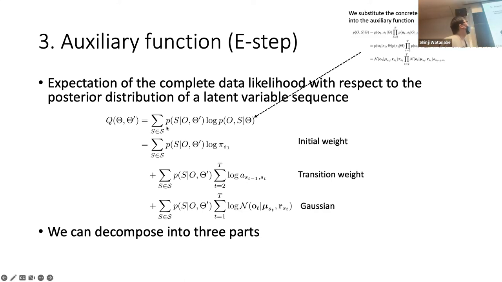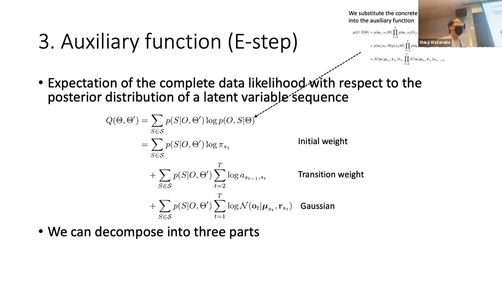So the first, this one is the complete data likelihood, right? And as I mentioned, the complete data likelihood is factorized with the Gaussian distribution, the state transition, and the initial weight pi. So now we substitute the previous solution into this complete data likelihood. And then we can have three sums. One is related to the initial weight. The other is the transition weight related terms. And the last one is Gaussian. By the way, I explain it with a single Gaussian as an example, and later extend it to the Gaussian mixture.